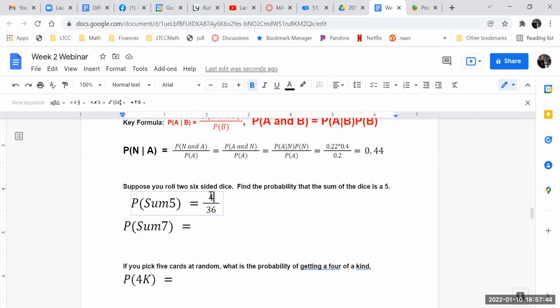Any questions on that? I have a question. Why isn't rolling a 2 and a 3 and a 3 and a 2 the same? Is it just because of the order? Yeah. And that's why I put 36 in the denominator.